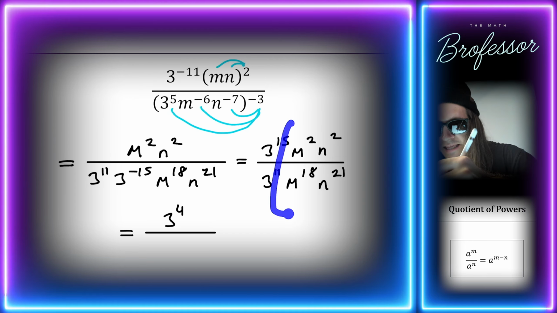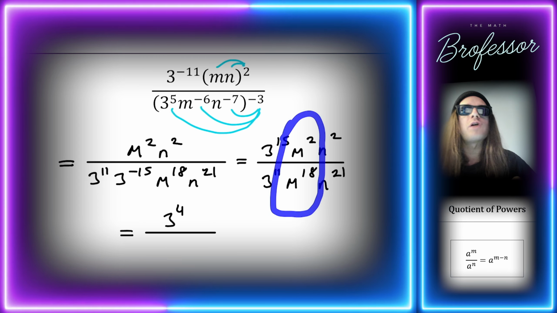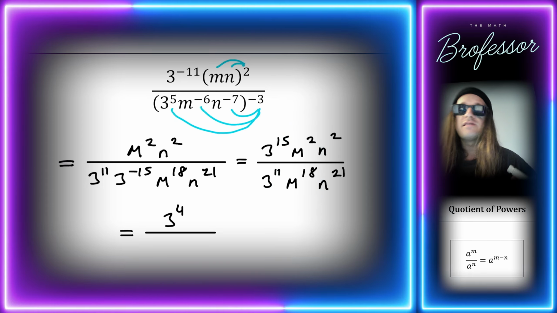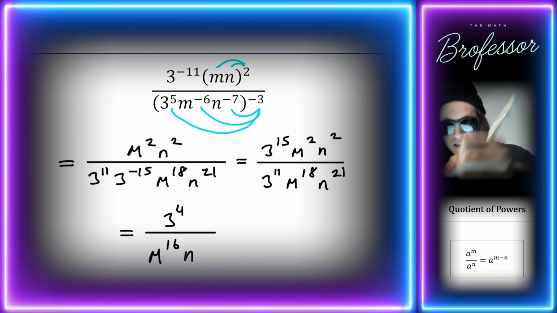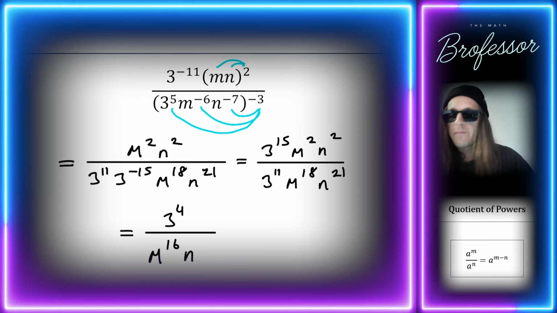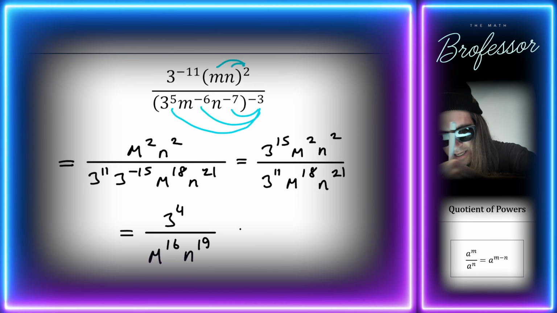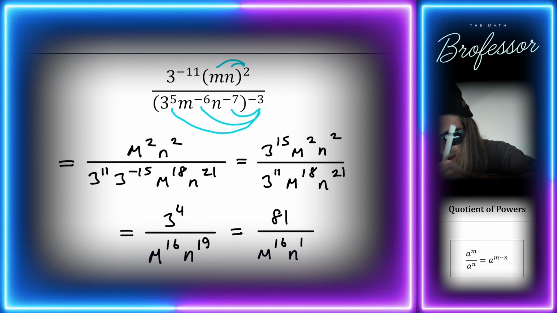But here, if I'm looking at the m's, I would have 2 minus 18, which is negative 16. Or you could do it the other way around and be like, oh, well, there's more m's on the bottom. So the answer is going to have the m on the bottom. 18 minus 2 is 16, but it's on the bottom. Same thing with the n's. I'm like, okay, look, 21 is greater than 2, so there's more n's on the bottom, meaning whatever survives will be left on the bottom. 21 minus 2 is 19. That's it. Last step here, 3 to the 4th power, 3 times 3 times 3 times 3 is 81, M16, N19.